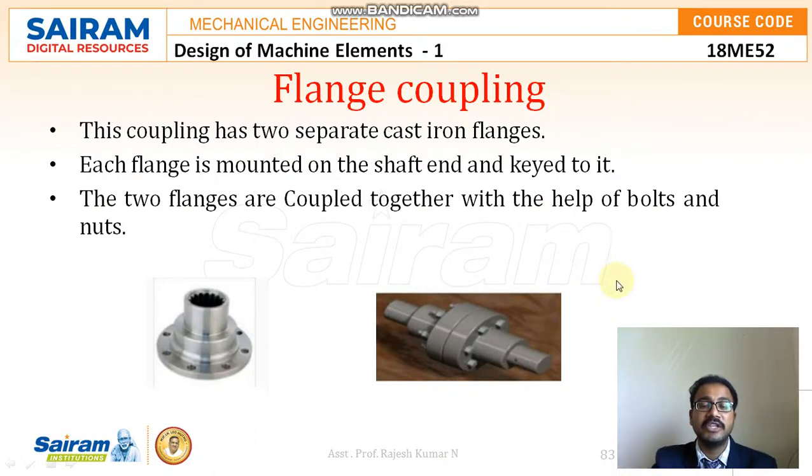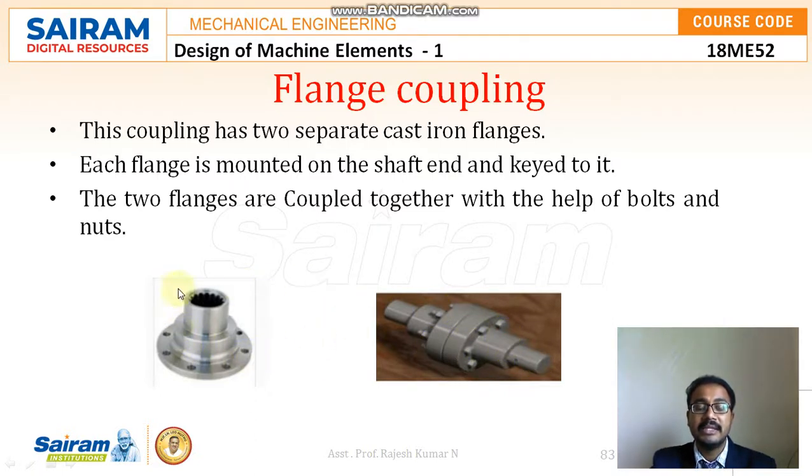The third one is the flange coupling, a very common type of coupling. This coupling has two separate cast iron flanges, because flange couplings are usually made of cast iron for all applications. Under the flange coupling we have two more categories, protected flange coupling and unprotected flange coupling, based on the additional collars and supports provided. Each flange is mounted on the shaft end with a key, and the two flanges are coupled together with the help of bolts and nuts.